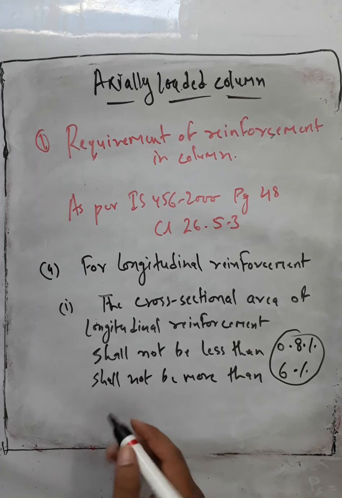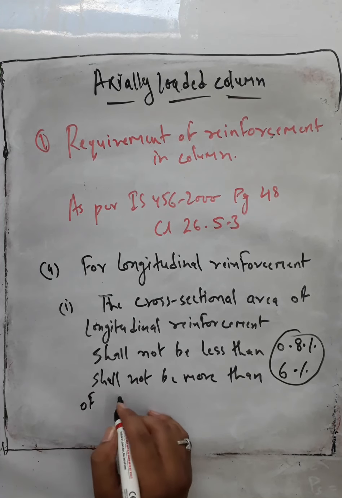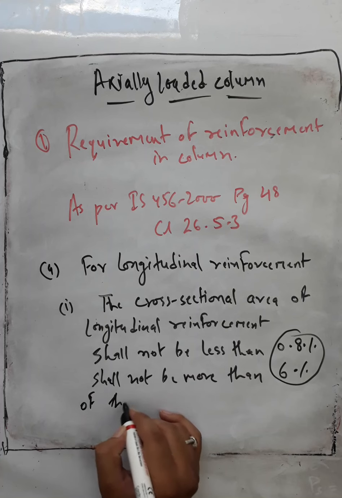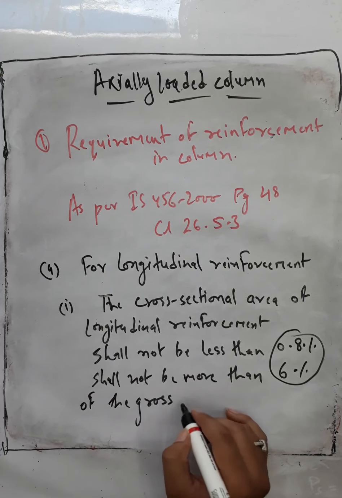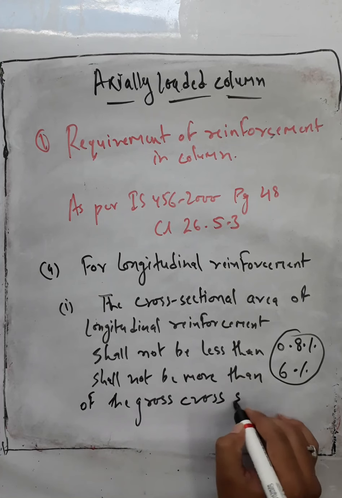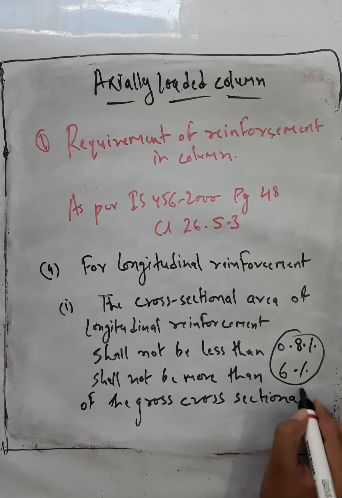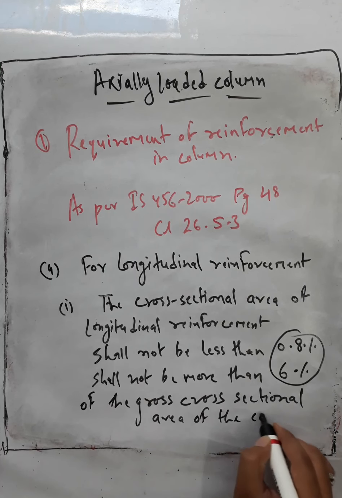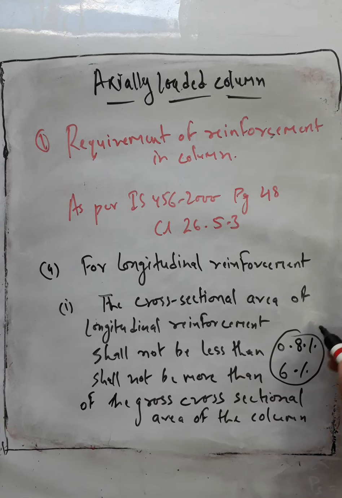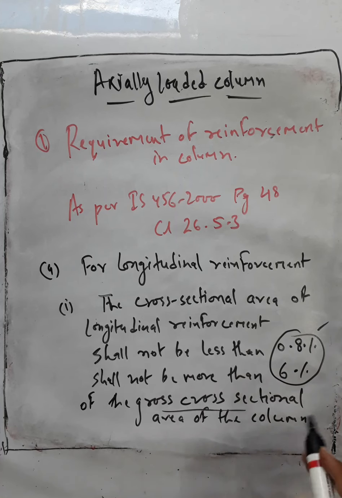Okay, and here, of the gross cross sectional area of column. Cross sectional area of the column means 0.8% of the gross cross sectional area of the column and 6% of the gross cross sectional area of the column. Okay, so you remember this point.